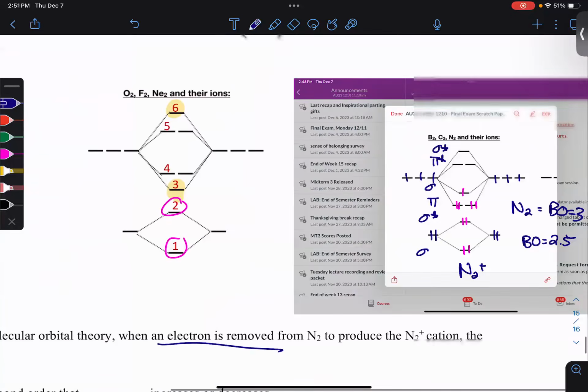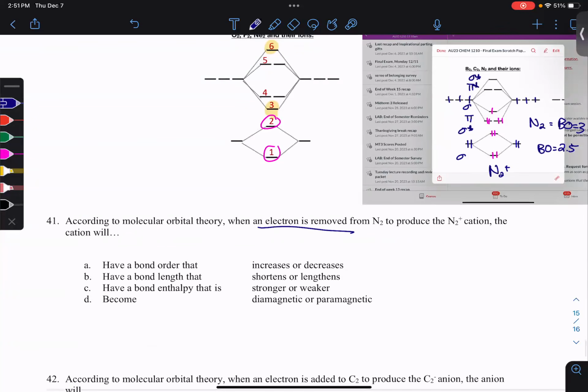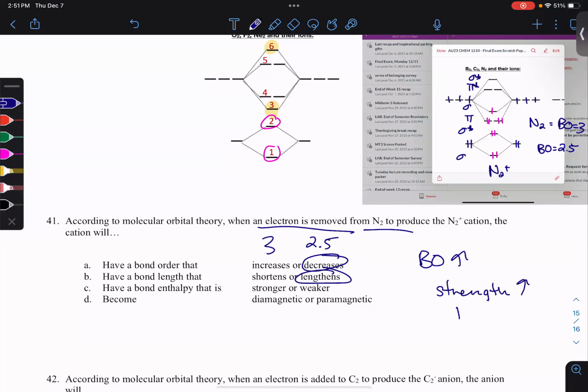That's 2.5. So that should allow us to answer all these questions. I've removed an electron, so the bond order decreases. It goes from 3 to 2.5 because I removed an electron from a bonding orbital. The bond length changes how? It lengthens, yes, because the trend is as bond order increases, strength increases, but length decreases. Bond enthalpy is now weaker, because we went to 2.5. Triple bonds are stronger than double bonds, which are stronger than single bonds.